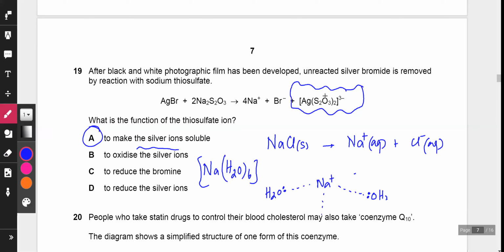This is something that sometimes appears in AS questions, but it's mostly because you don't have complexes in your syllabus at the moment. But just to be on the safe side, always remember that metal ions, when you dissolve them, form complexes. That's one of the reasons why they get dissolved in water: they're not just roaming around, the water molecules are actually combined with them, sticking to them.